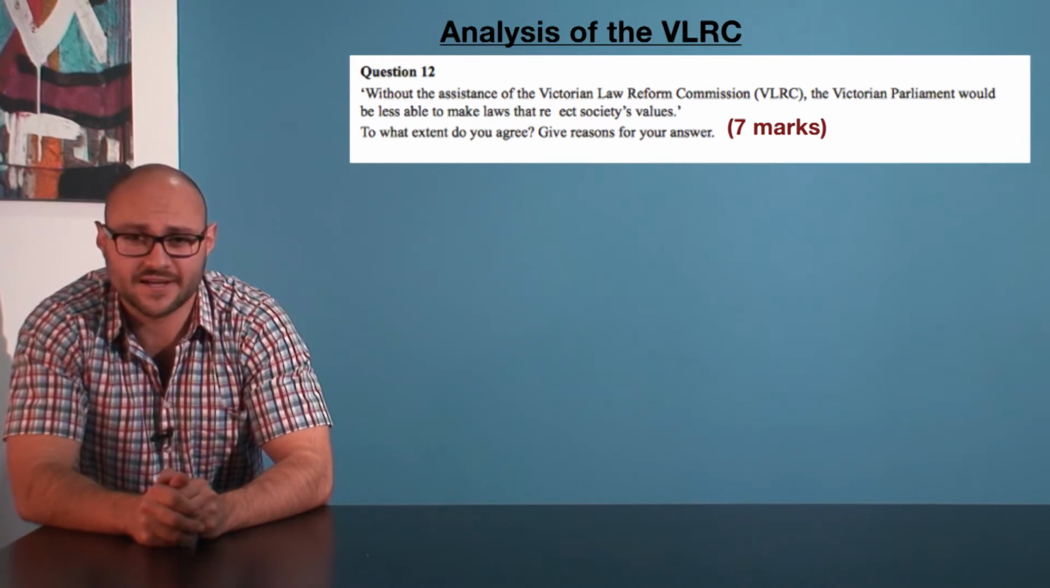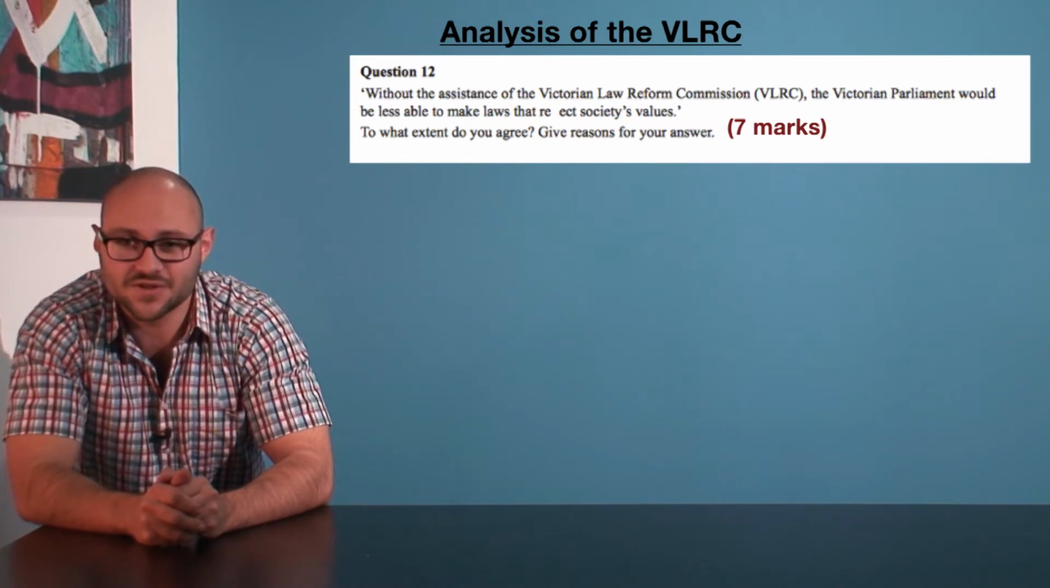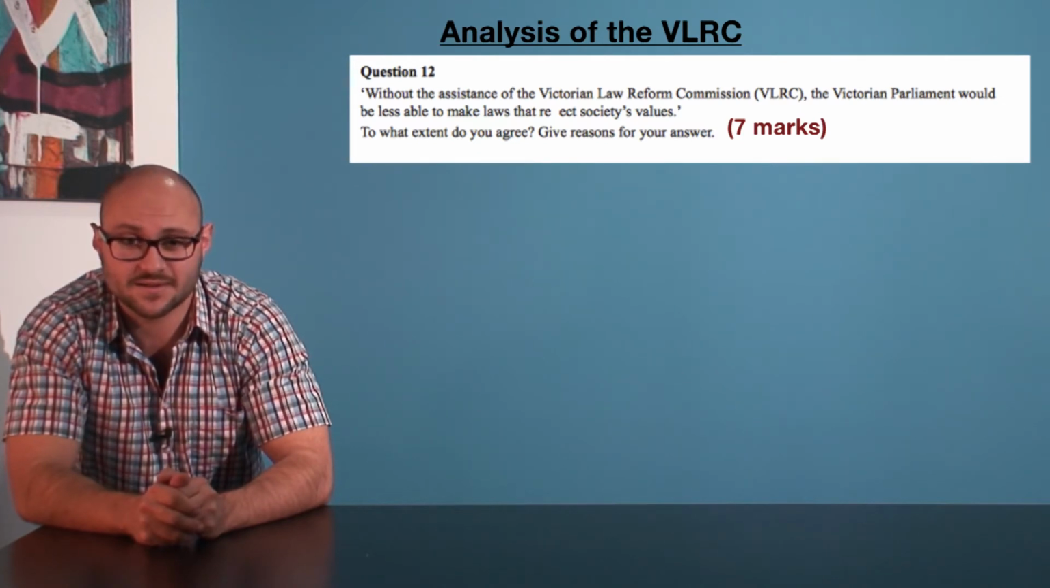The 2012 VCAA exam included the following question. Without the assistance of the Victorian Law Reform Commission, the Victorian Parliament would be less able to make laws that reflect society's values. Students were asked to what extent they agreed and to give reasons for their answer. The question was worth 7 marks.